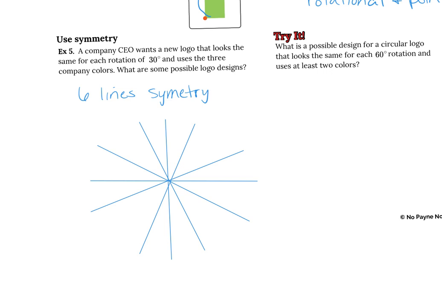Okay, so the try it, you're doing the same thing, but you're using 60 degree rotations instead. So that would mean you need 3 lines of symmetry.